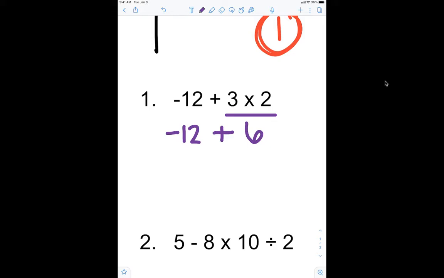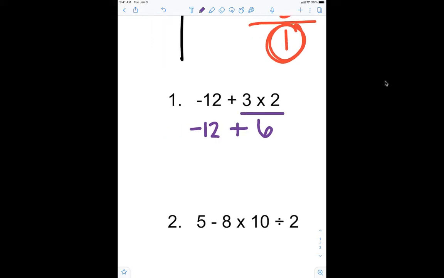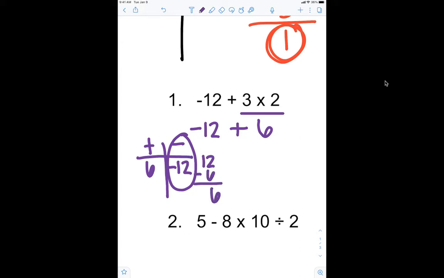Again, this is our team positive, team negative. If you still need it, you can do that and write it over here, positive, negative. Negative 12, positive 6. Well, the 12 would win. So I take my winner, subtract my loser. 12 minus 6 is 6. And since team negative wins, the answer would be negative 6. So that would be my final answer, negative 6.